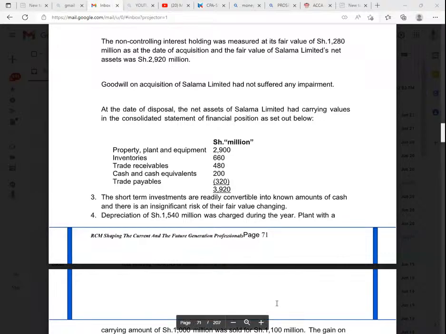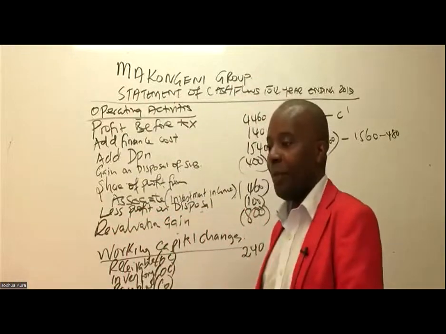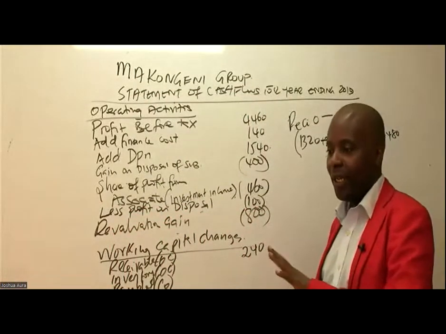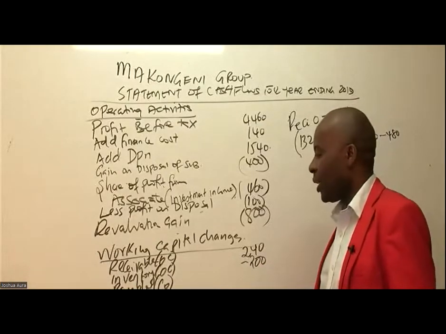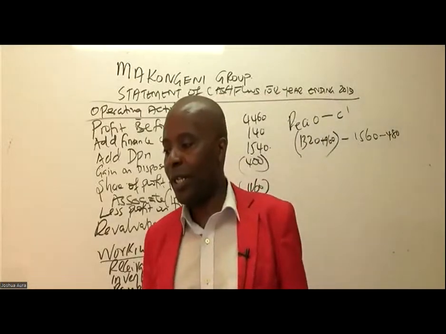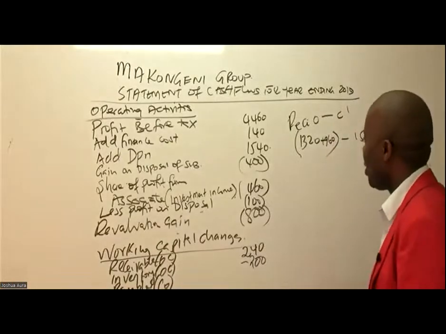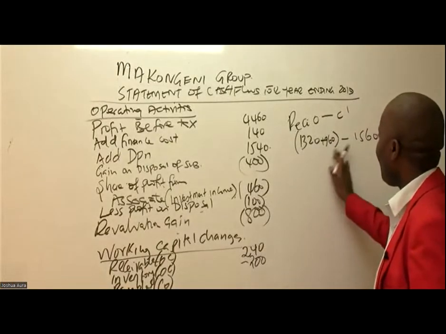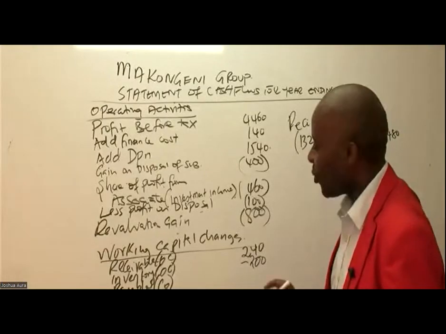Is there anybody who has an answer for us? Remember, it is OCI. Anne tells me it is minus 200. It is minus 200. I can also do it here.